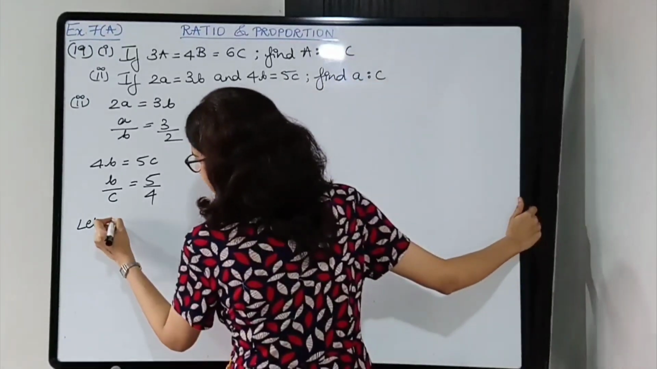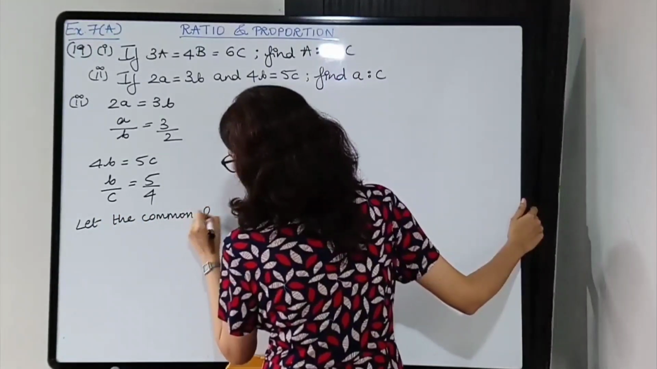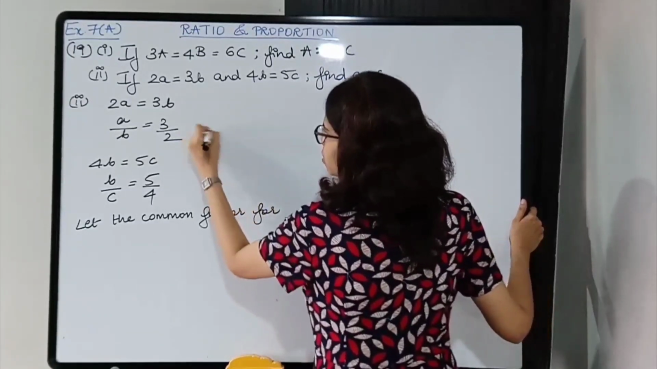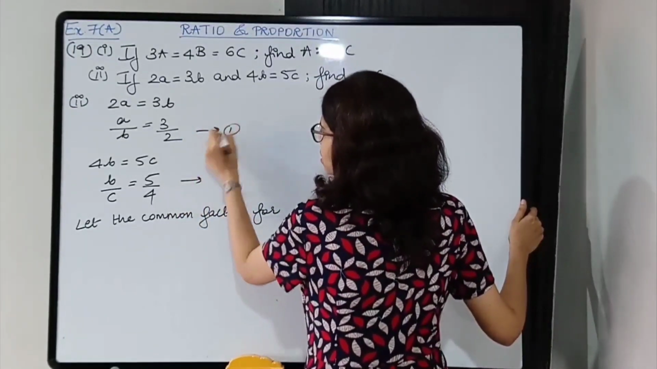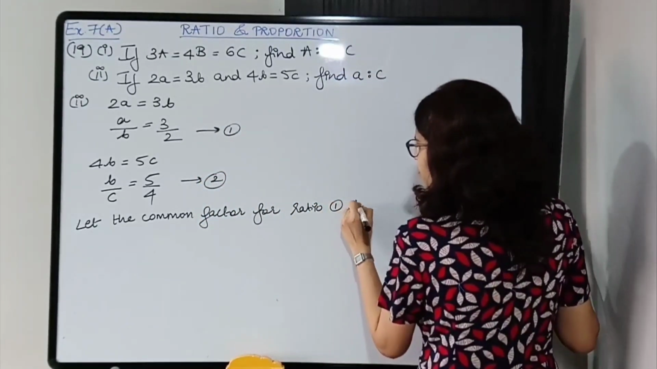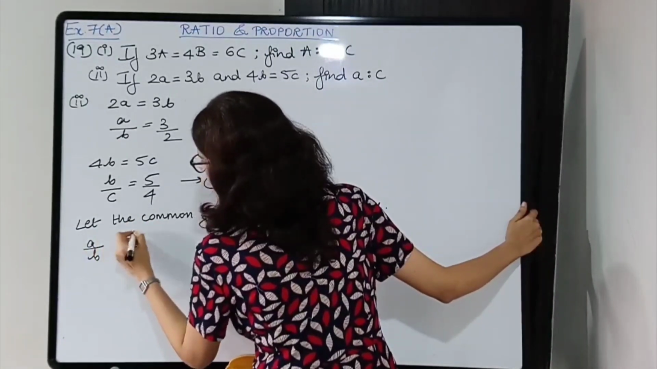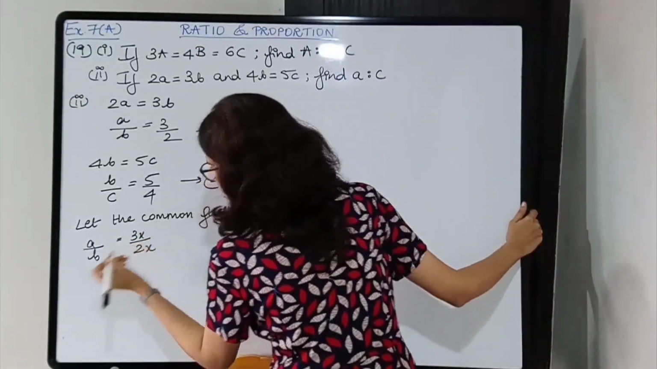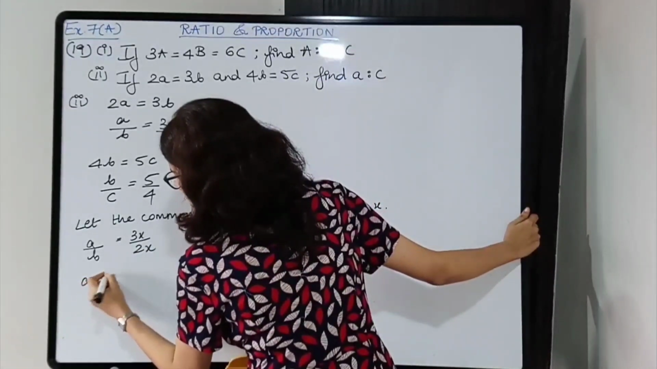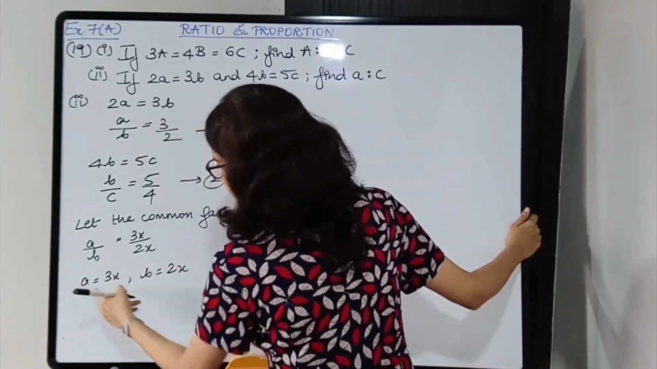So let the common factor for, this is first ratio, this is second ratio, so let's number it. For ratio 1, with common factor x, so A upon B will be 3x upon 2x. Okay, so A is equal to 3x and B is equal to 2x. All right, we got this.